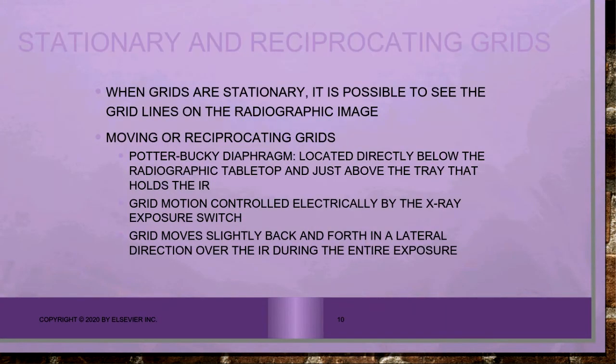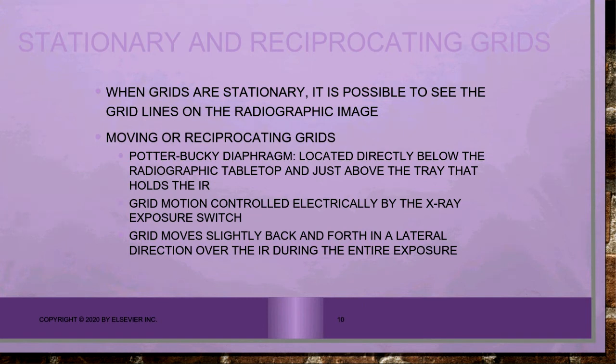Now, a reciprocating grid is one that moves. When the grid is stationary, like the ones we just mentioned, the grid cap, the grid cassette, and the wafer grid, the problem is that it is possible to see the grid lines on the radiographic image. That's what happened when Gustav Bucky came up with that. They were able to see the grid lines on the final image.